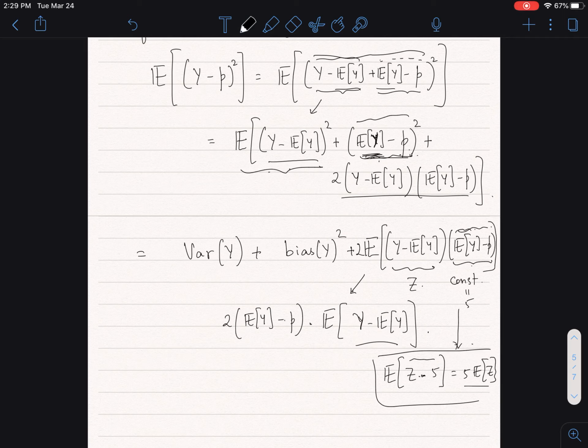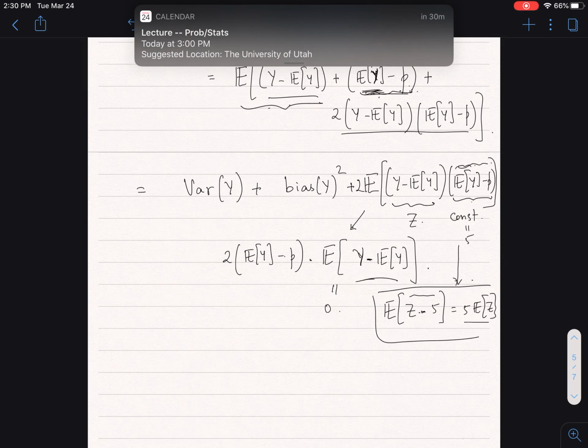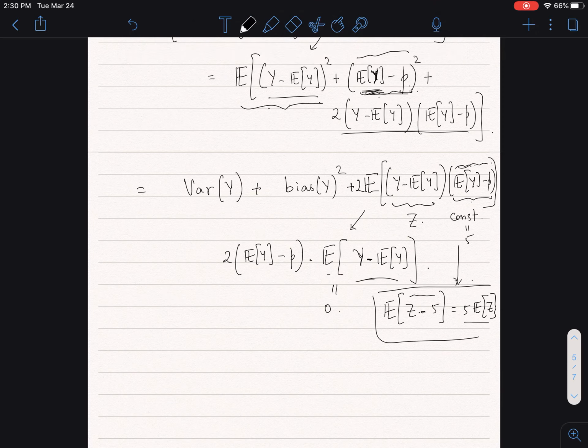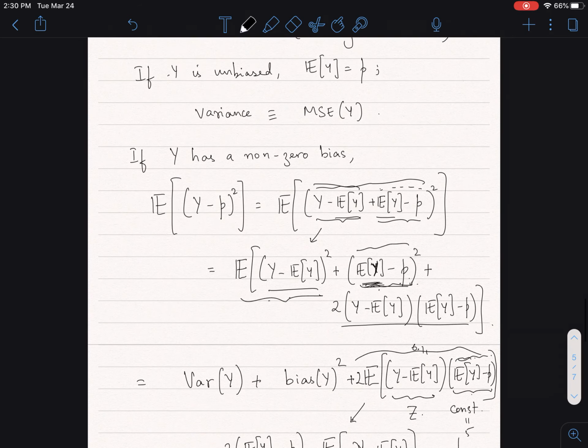Now what you will note is that expected value of y minus expected value of y, so this term will be exactly 0. To see this, you again just simply have to use the linearity of expectation. So this whole term becomes 0, and what you end up with is just variance of y plus bias of y squared. That's exactly all you have.